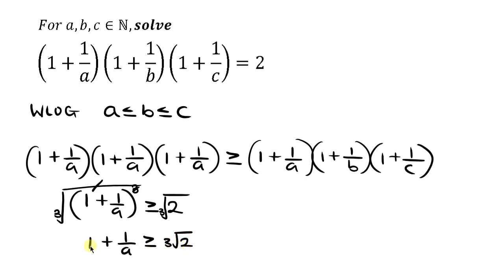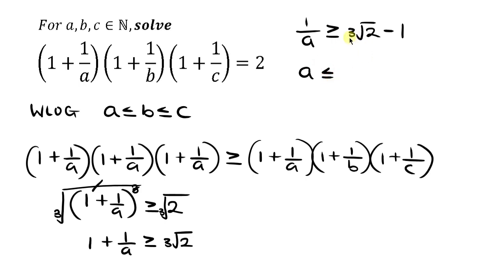Our next step will be for us to move 1 to the right-hand side, so that I have 1 over A to be bigger than the cube root of 2. And as 1 crosses to the right, it becomes negative 1. And since I'm looking for A, that means our next step will be for us to take the inverse of both sides. So the inverse of 1 over A is A, and taking the inverse of both sides changes this equality sign to the opposite direction.